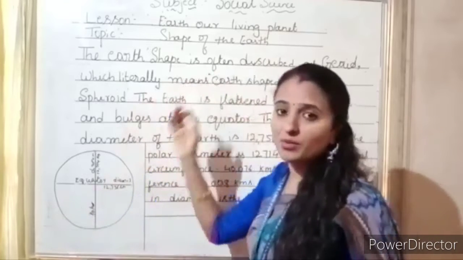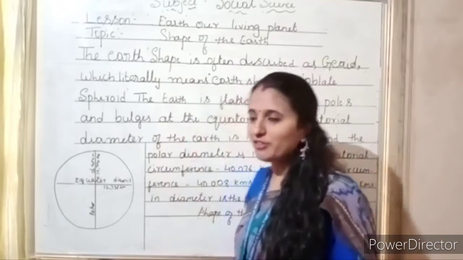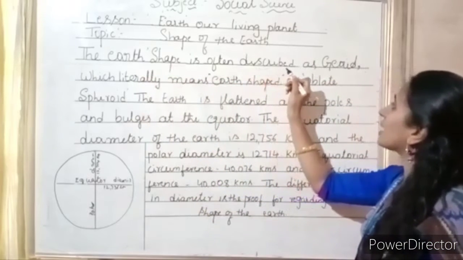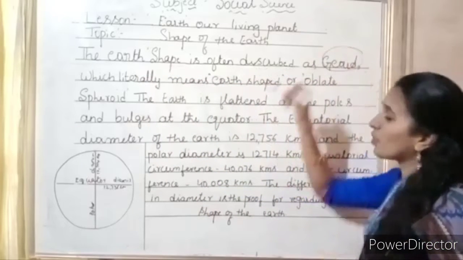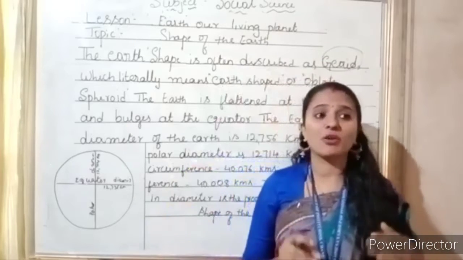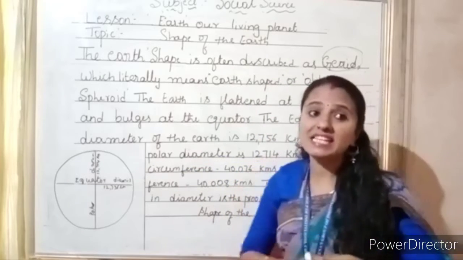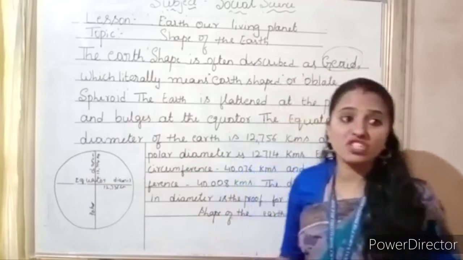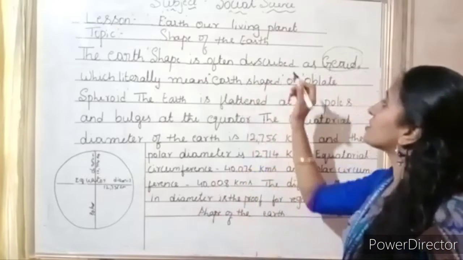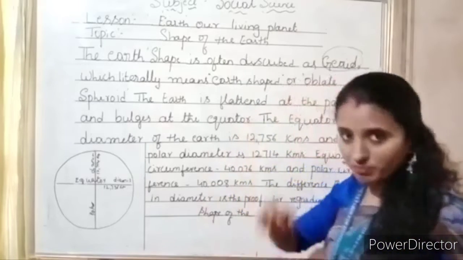So let everybody watch the board, children. I'll explain it to you one by one. The Earth's shape is often described as a geoid. A geoid is a model of the global mean sea level that is used to measure precise surface elevation. So you can see that. The Earth's shape is a geoid shape.